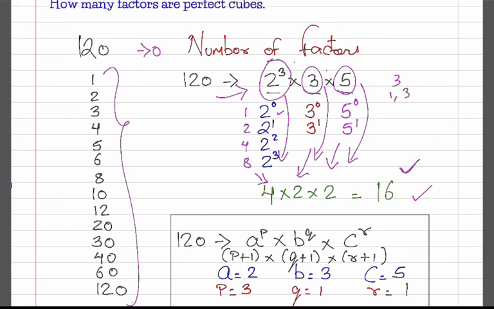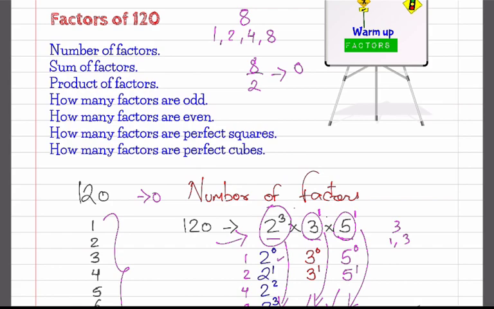What is the formula? I write the number as a raised to p, b raised to q, c raised to r. According to this problem, a is 2, p is 3, b is 3, q is 1 because this is 3 raised to 1, c is 5, r is 1 because this is 5 raised to 1. And the number of factors will be (p plus 1) into (q plus 1) into (r plus 1). So 3 plus 1 is 4, q plus 1 is 2, r plus 1 is 2: 4 into 2 into 2. So whenever asked the number of factors, this is the form.